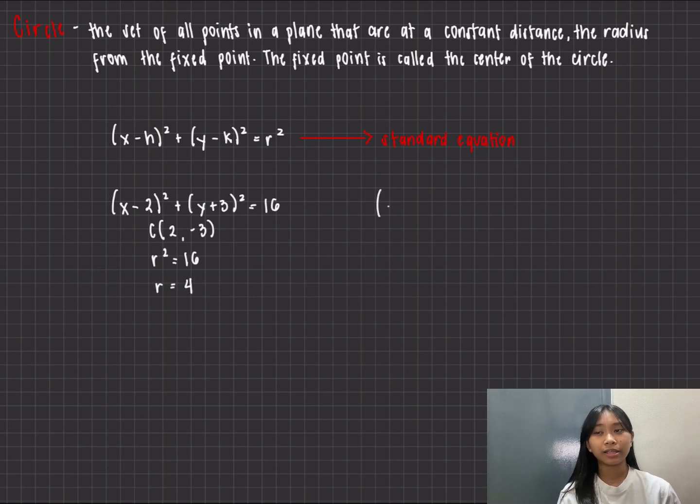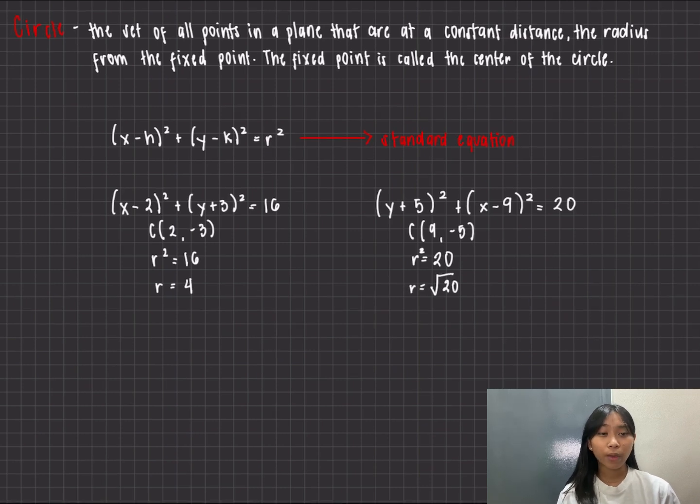Another example is y plus 5 quantity squared plus x minus 9 quantity squared is equal to 20. Our center now is h is positive 9 while k is negative 5. Then the square root of 20 gives us square root of 20.